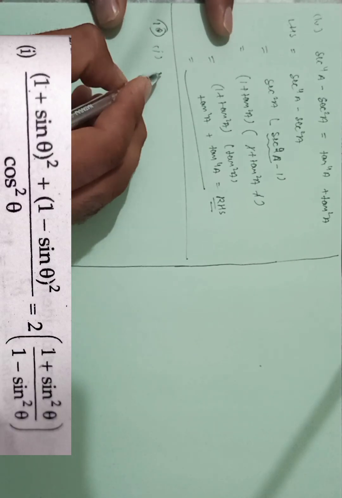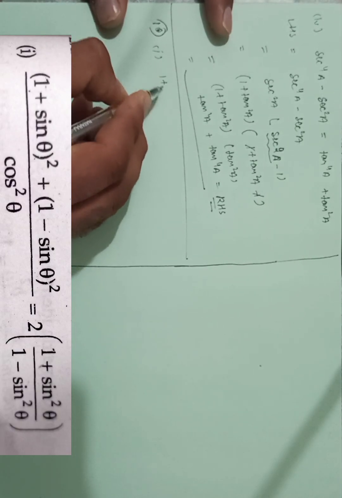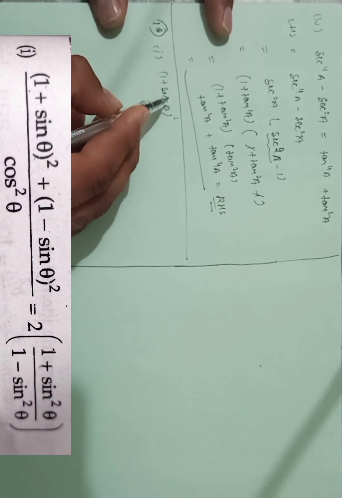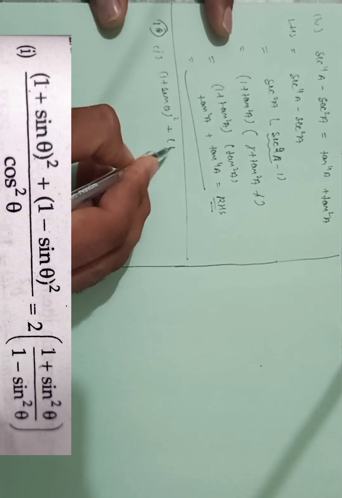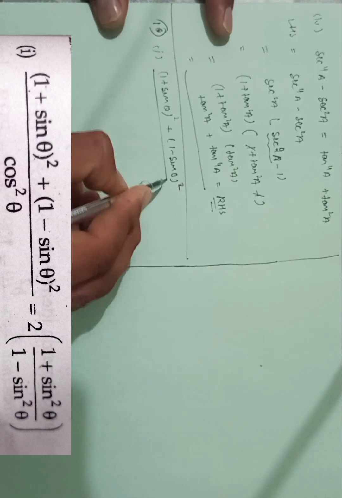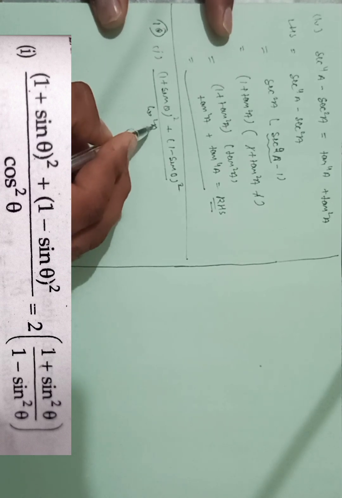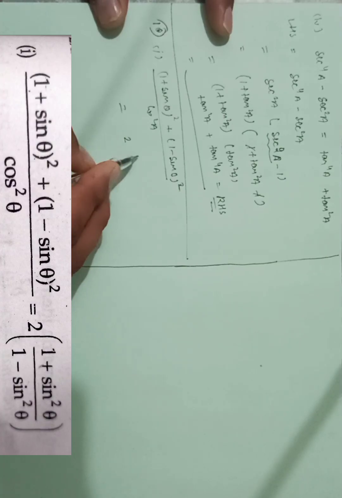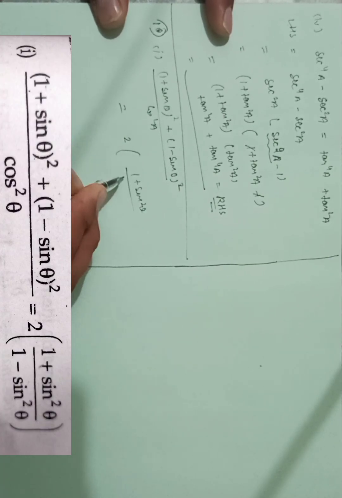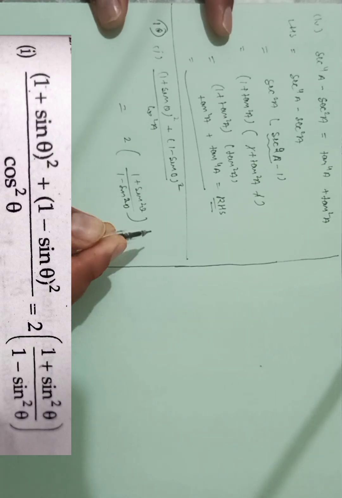So moving to the next question, that is the first question of 10: 1 plus sine theta and its whole square divided by 1 minus sine theta and its whole square divided by cos square a, and we have to prove this as 2 into 1 plus sine square theta upon 1 minus sine square theta. Now you can clearly observe it.